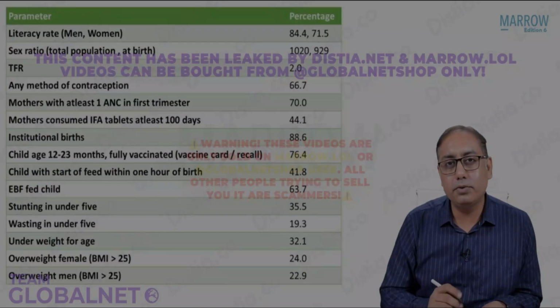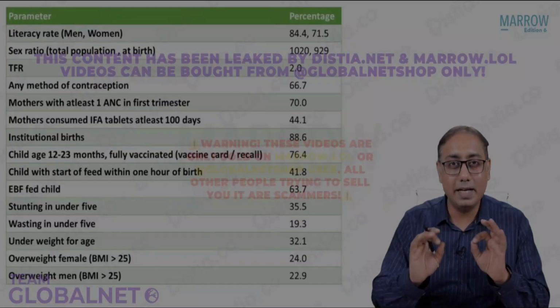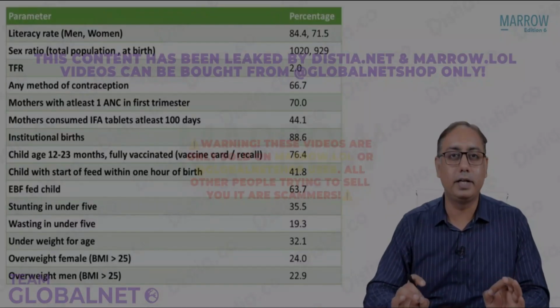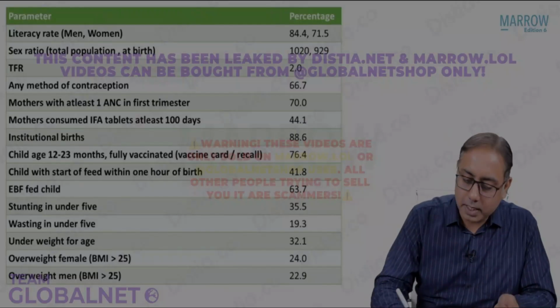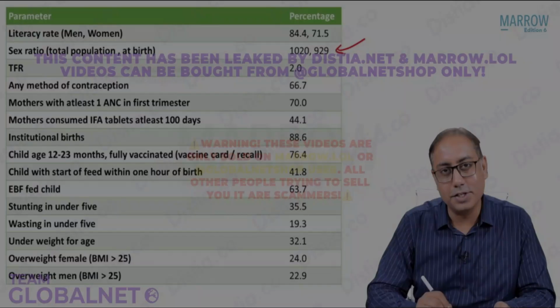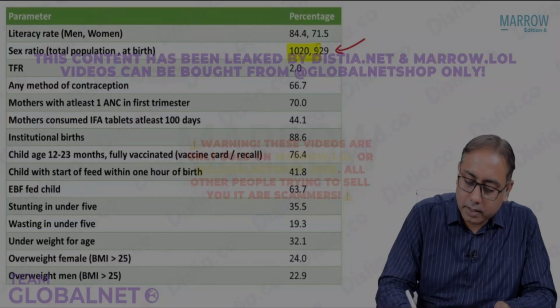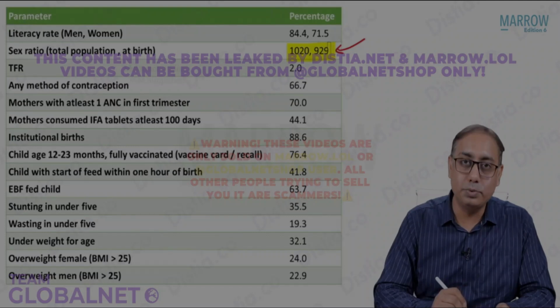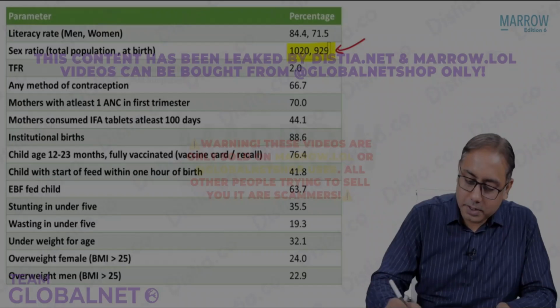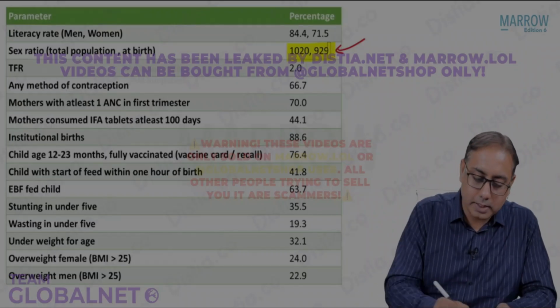Now I would like to take you through the journey of discussing some salient features which we observed in NFHS. First, a very big, massive change which can come in your exam is about the sex ratios. It has been observed that the sex ratio in India is now 1020, with the sex ratio at birth being 929. Let me just have a quick word with you regarding the sex ratio.